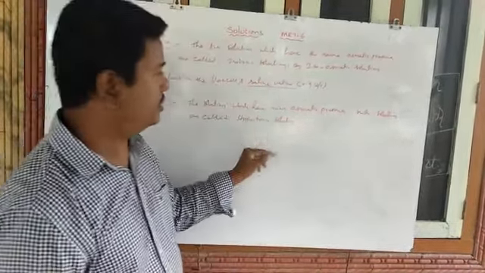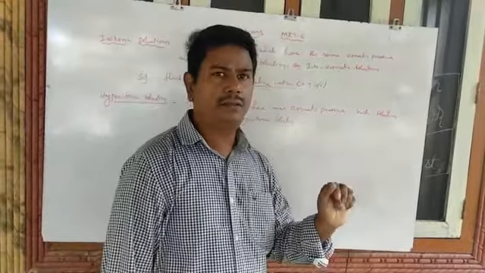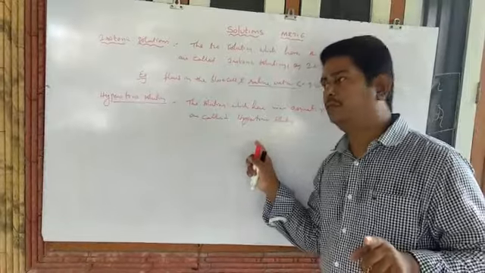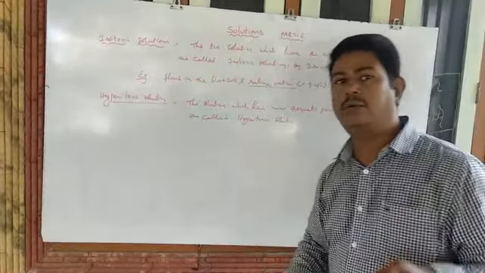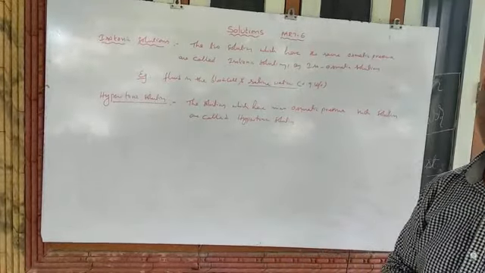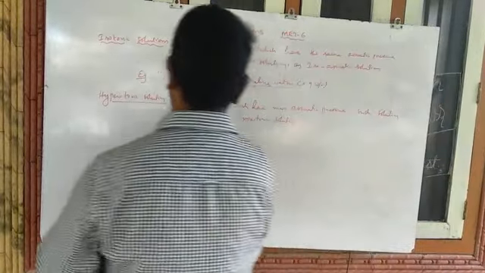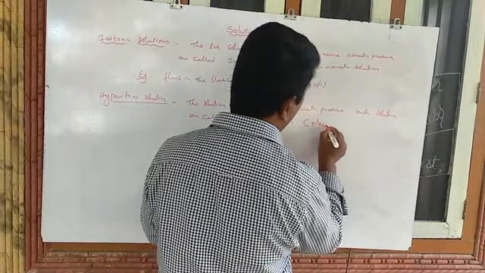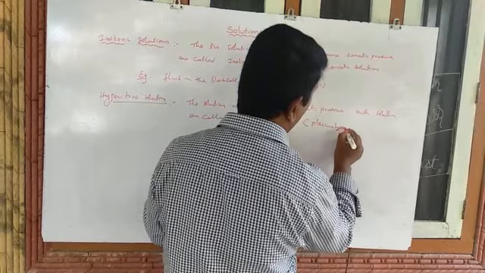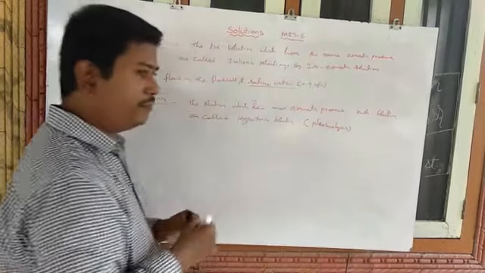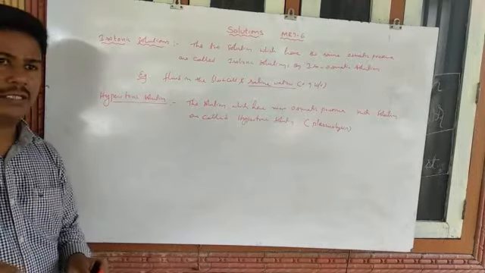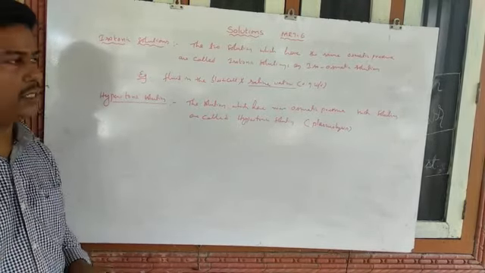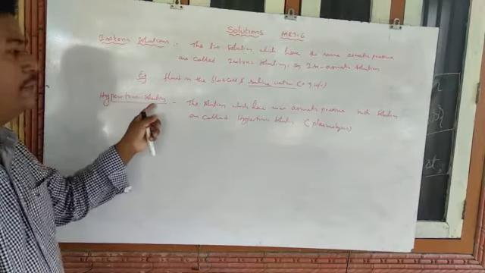Hypertonic solutions are well known to biology students because they know about plasmolysis as well as hemolysis. So in hypertonic solutions only, which one happens? Plasmolysis, which means from the cells the solvent moves out of the cell. Such processes happen in hypertonic solutions.